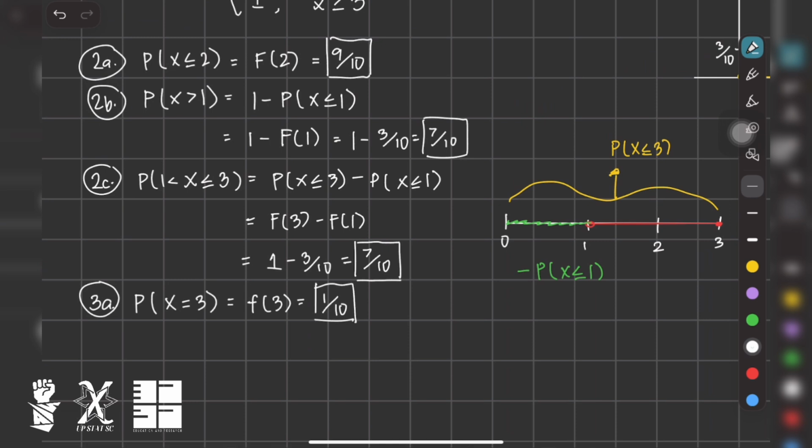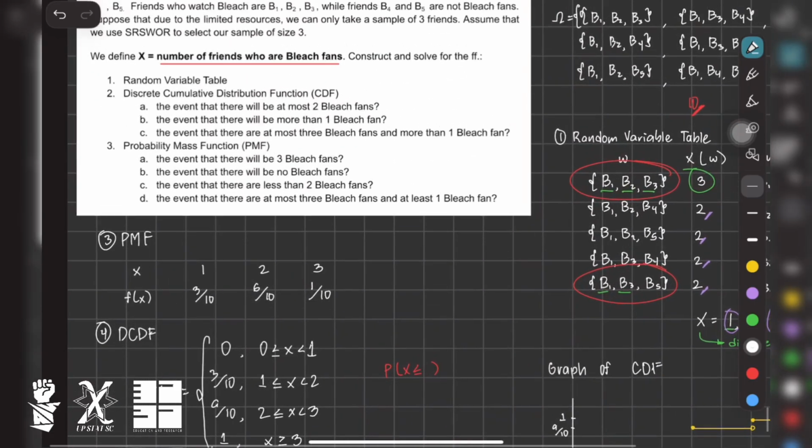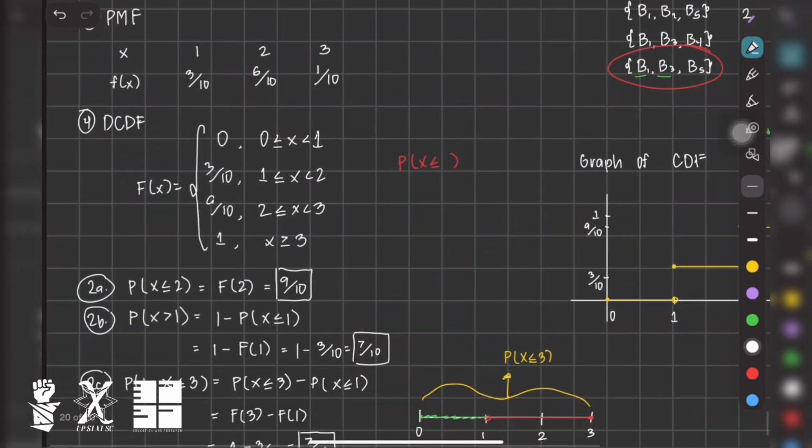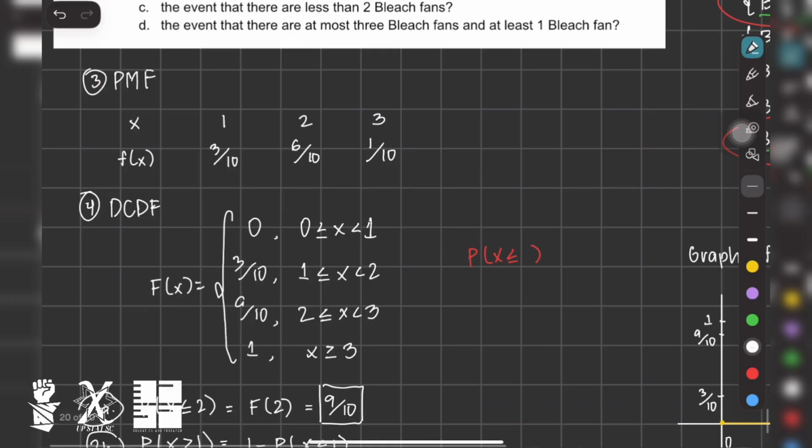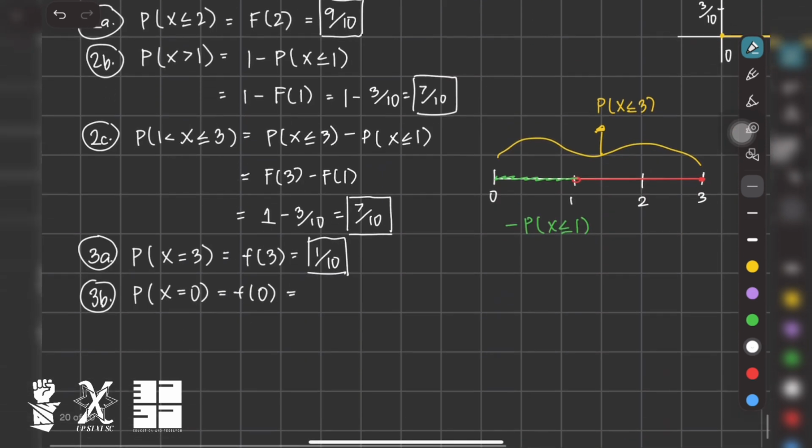Now for 3b, we have the event that there will be no bleach fans. So no bleach fans is the probability that your random variable is equal to 0. So that is f of 0, since this is standard notation for PMF. We note here that at the mass point where x is equal to 0, there is no probability. So that's basically 0.